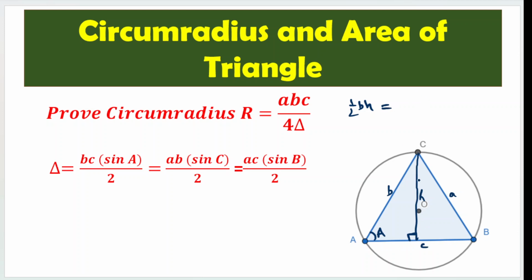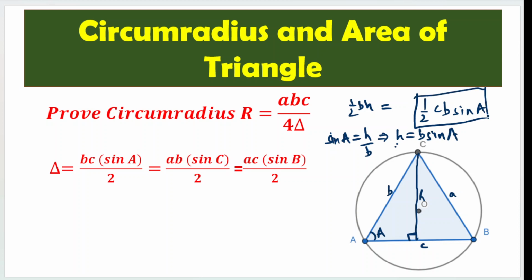So let's call this height h. What is the area? Half into c into h. This is the area of this triangle ABC, right? Now, what is sine A? Sine A is opposite side by hypotenuse, h by b. This implies h is equal to b sine A. Let's substitute this h here. So instead of h, let's write b sine A. That is our formula, that is what we wanted to prove. Half into bc sine A.